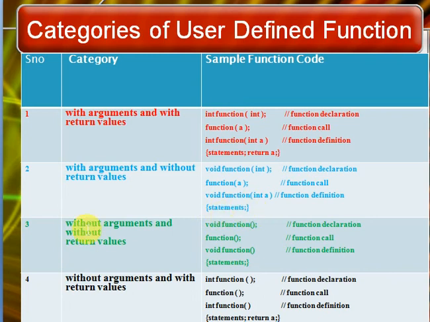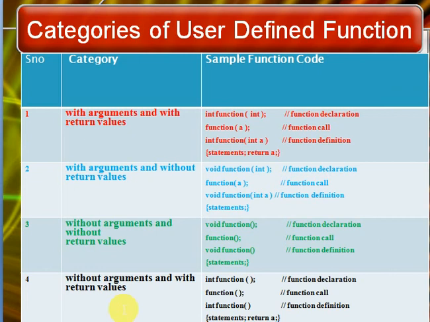The third category is without argument and without return value. Void function, the parentheses are empty, meaning we are passing no argument to this function. Void means no return type. Its function call is without passing of arguments. Its void function without argument and statements within the body of this function. The function is not returning any value and is not passing any parameter.